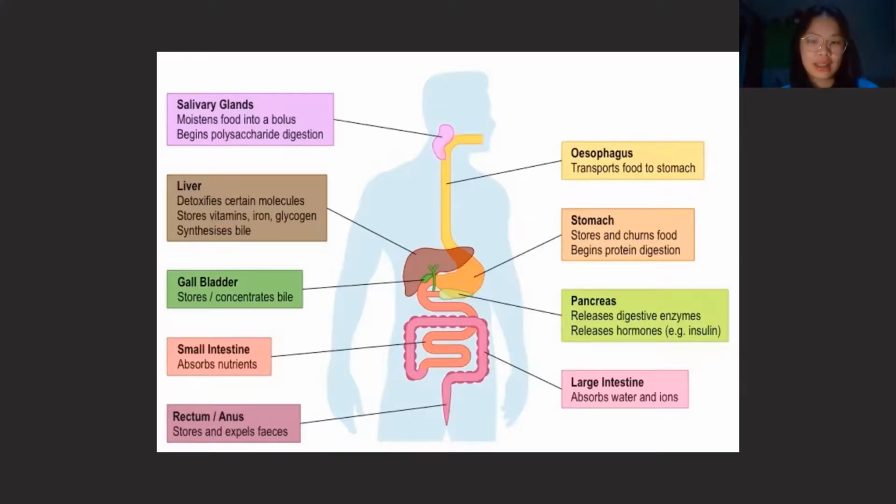Right. And then we have the pancreas. The pancreas produces the most digestive enzymes, the most diverse, which are secreted into the small intestine. The liver produces bile, and all this bile would be stored in the gallbladder. And the gallbladder, as I said, would store everything, and when it's needed, it will be secreted into the small intestine.